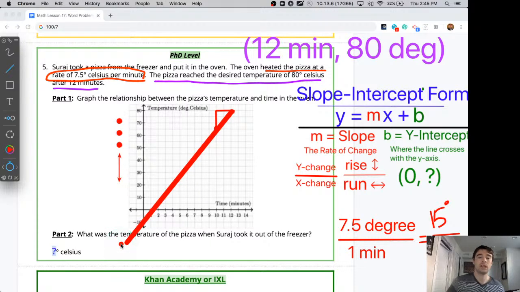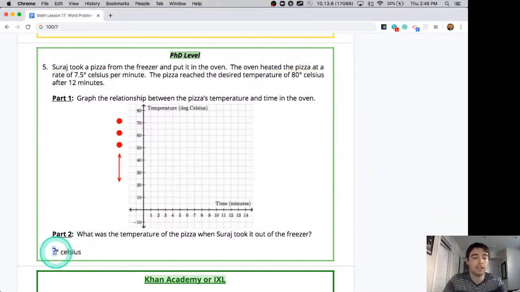And part of why we create these graphs is these graphs can now tell us data about the pizza at other points in time. For example, part 2 says, what was the temperature of the pizza when Siraj took it out of the freezer? That's at the very beginning before he's cooking. This is really asking us the y-intercept. And now based off this graph, even though at the beginning we didn't know what the y-intercept is, now we can see clearly our y-intercept is right here. That's where the line hits with the y-axis. And this tells us, hey, at the beginning the pizza wasn't even 0 degrees yet. It was negative 10 degrees Celsius.